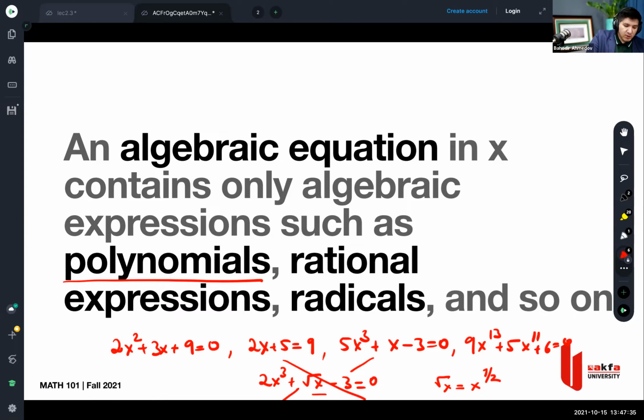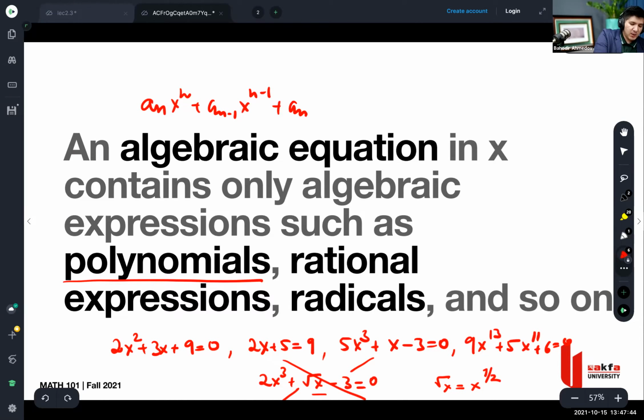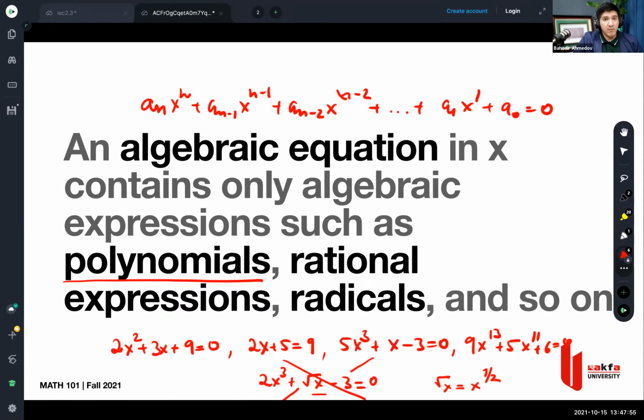So in general, a polynomial can be written in the form of a_n x to the power of n plus a_(n-1) x to the power of n minus 1 plus a_(n-2) x to the power of n minus 2 plus and so on, plus a_1 x plus a_0 is equal to 0. This is the general form of a polynomial. Okay, so a polynomial is a linear combination of powers of x. We're going to talk about polynomials many times, so this is just to let you know what a polynomial is.